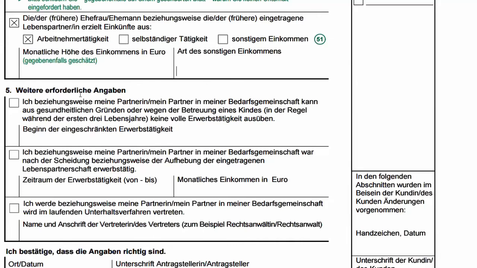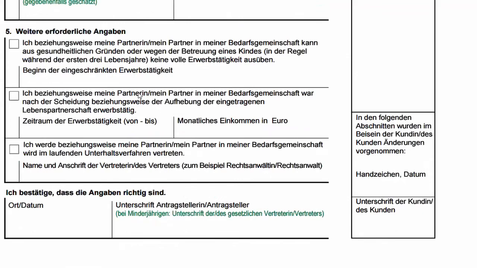Part 5 is about some further necessary information. If you or your partner who is living with you in the family cannot work full time for health reasons or because of the care of the child, usually during the first 3 years of the child's life, then you mark here with a cross. Here you write the start of the restricted employment. I mean, from which date you or your partner cannot work full time.